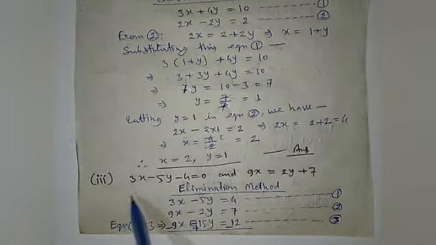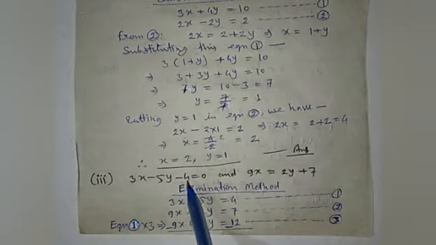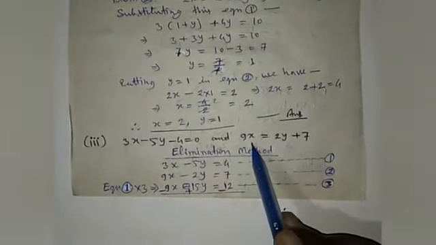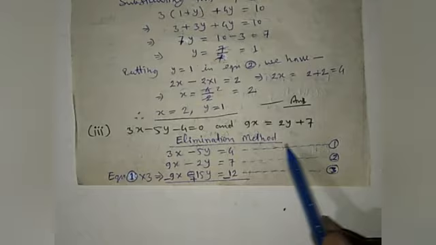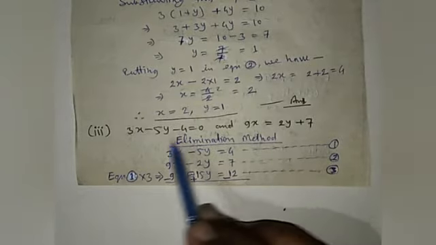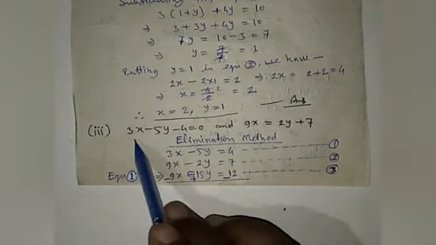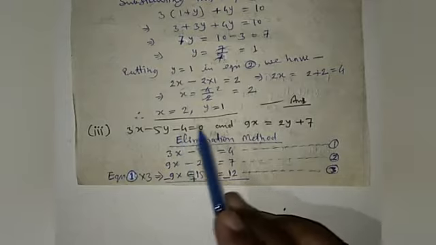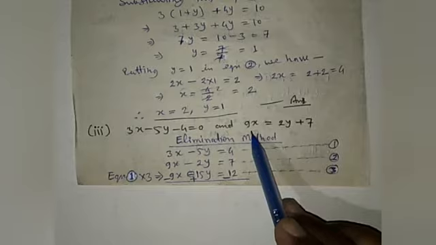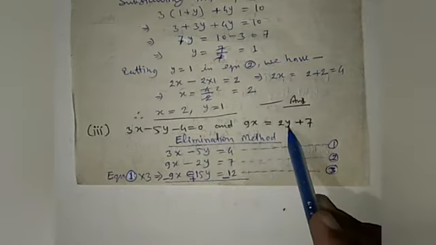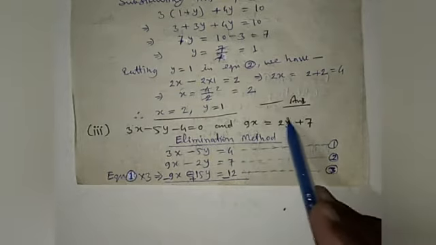Now in the third part, the equations are 3x minus 5y minus 4 equal to 0 and 9x equal to 2y plus 7. Here for the elimination method, we write the equation as 3x minus 5y equal to 4. Minus 4 on the right hand side is plus 4. It is equation number 1. And similarly equation number 2 will be 9x minus 2y equal to 7. Here 2y is taken on the left hand side, so it will be minus 2y.